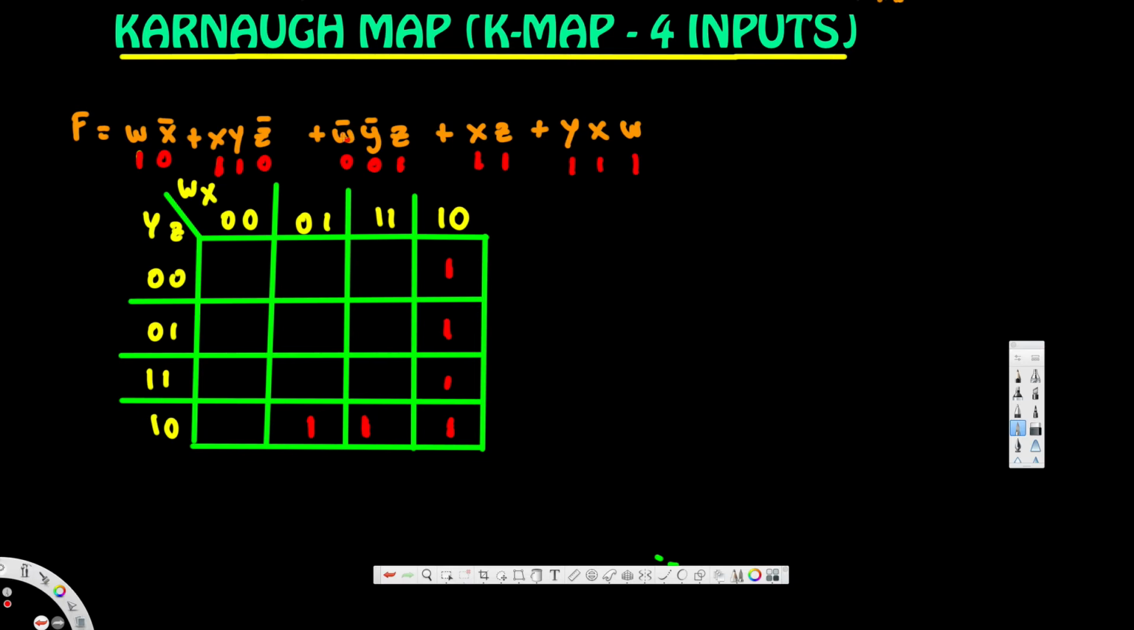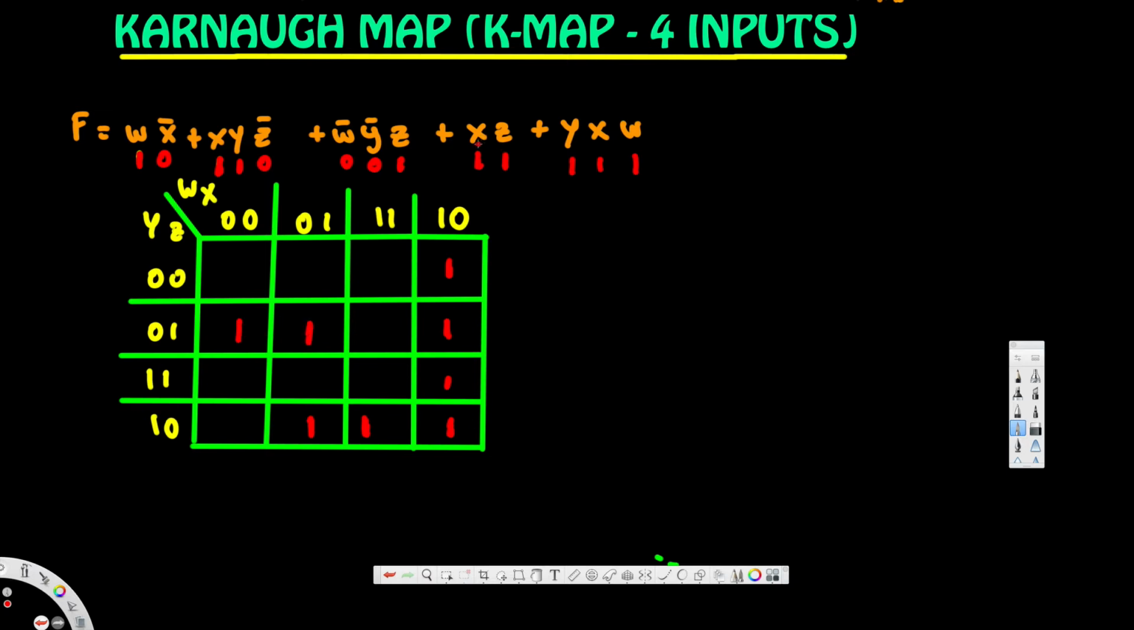And then the next one, w has to be 0, y has to be 0, and z has to be 1. W is the first term. So first term has to be 0, and y has to be 0. Y is the first term of the vertical one. So this is 0, this is 0. So these 4 locations. And z has to be 1. So z is 1 on this location. So these two are 1.